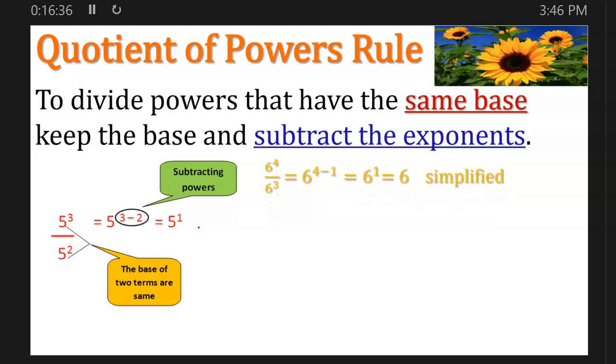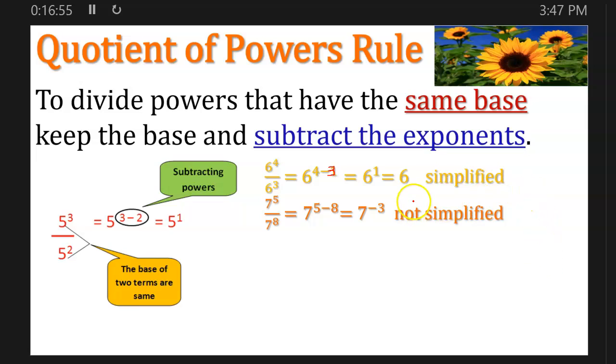Let's look at some more examples. 6 to the fourth power divided by 6 to the third. Keep the base, subtract 4 minus 3, and you end up with a 1. There should be a 3 there. That's a typo. And 6 to the 1 is the same as 6 when you simplify it out.